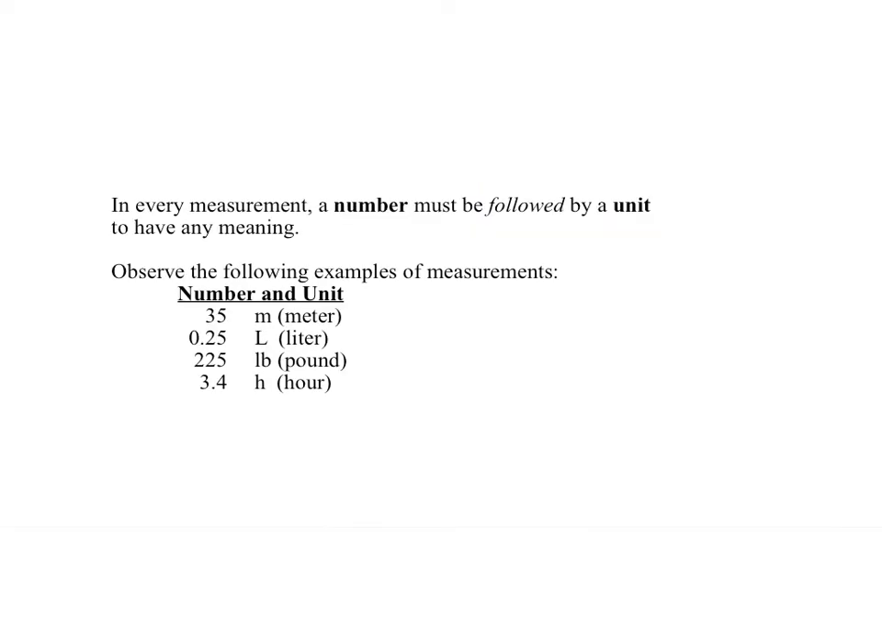Okay, every measurement, a number, has to be followed by a unit to have any meaning. In math class, you probably worked a lot with numbers: 5, 10, maybe even fractions, 1/2. But in the science world, we don't just have numbers, we have measurements, which means a number has to be followed by a unit. As you can see here in this list, we've got numbers with their units: 35 meters, 0.25 liters, 225 pounds, 3.4 hours.